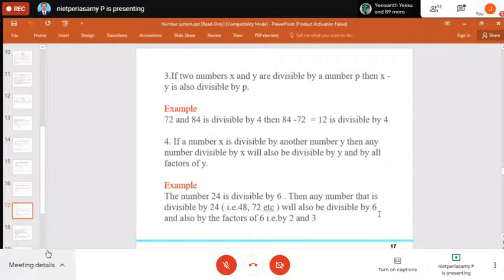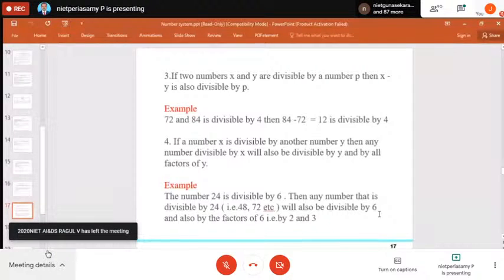Next, property 4. If a number x is divisible by another number y, then any number divisible by x will also be divisible by y and also by all the factors of y. For that, I give one example. The number 24 is divisible by 6. Then any number that is divisible by 24, for example 48, is divisible by 24.